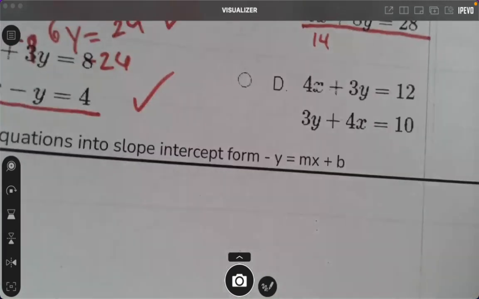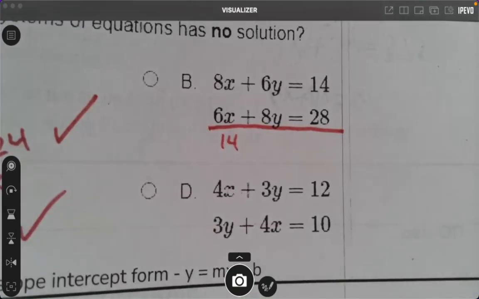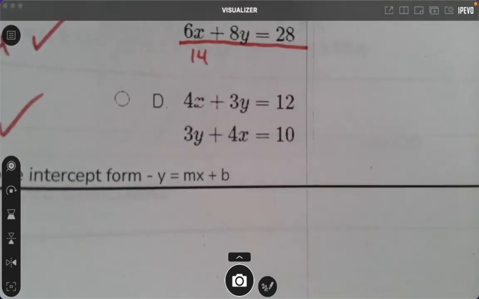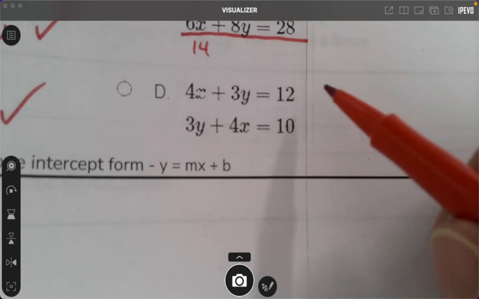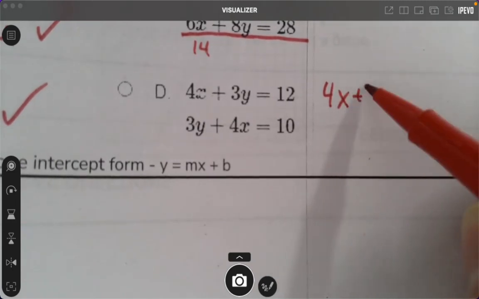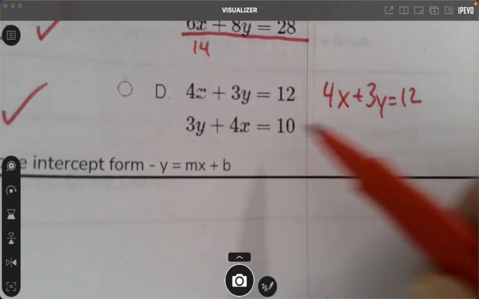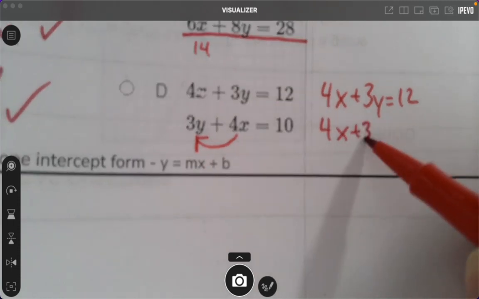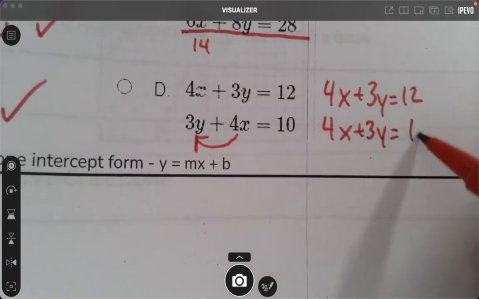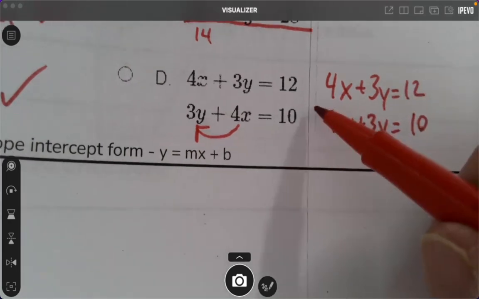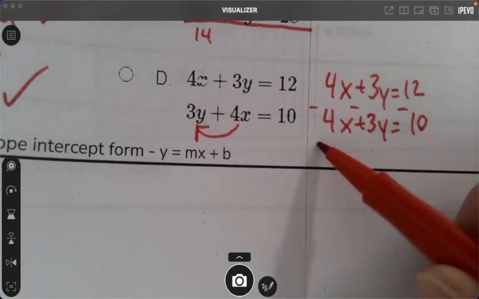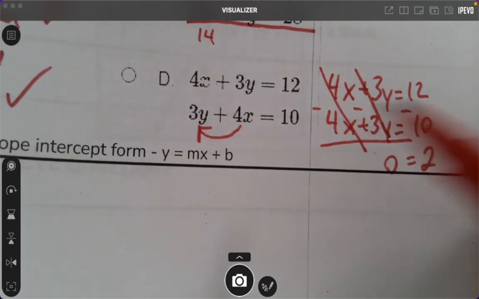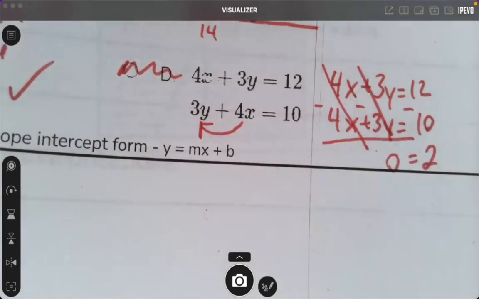I did say put a hint to put them in slope intercept form, so you could check the slopes that way. But take a look at D. If I reverse these, I get 4x plus 3y equals 12. If I put the x term here, I get 4x plus 3y equals negative 10. Now, if I change all the signs of the second one, everything eliminates, and I'm just left with 2. That's the no solution question.